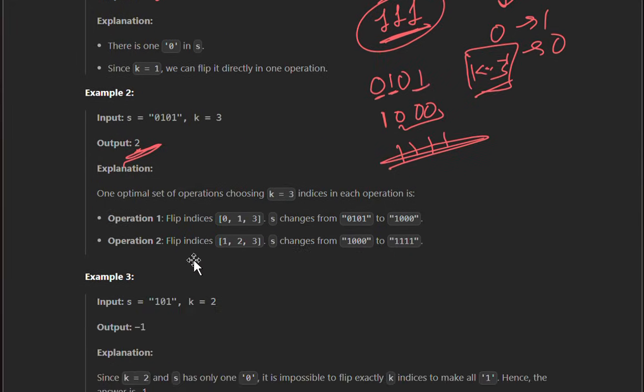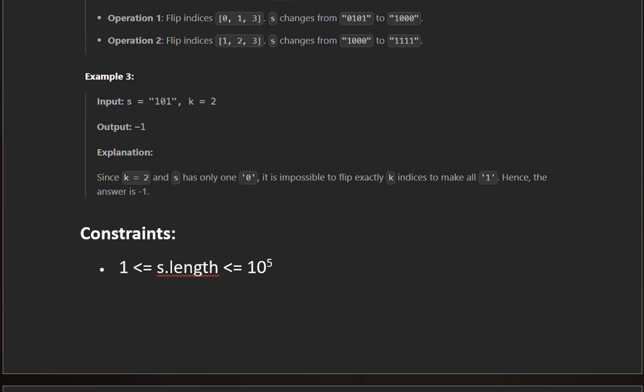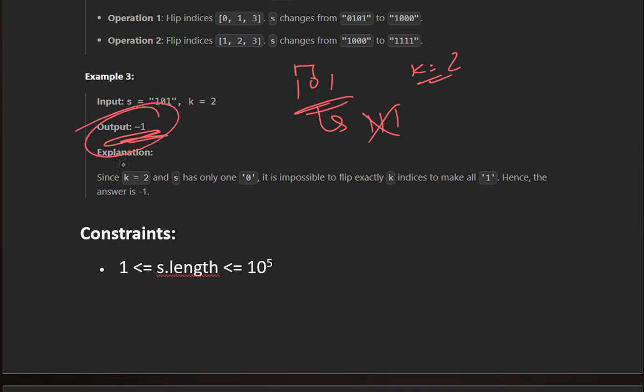Next, the third example is 101 and our k is equal to 2. So there is no way by which we can select any two indexes and flip the bits and we get all ones. So there is no operation, so the output is -1.